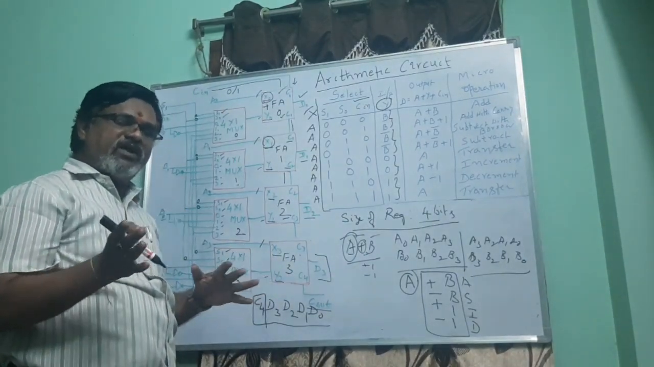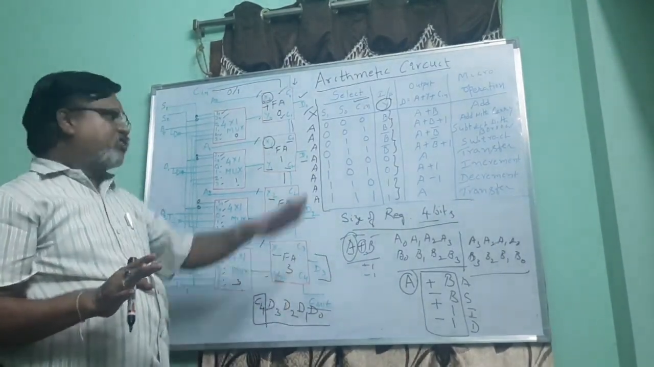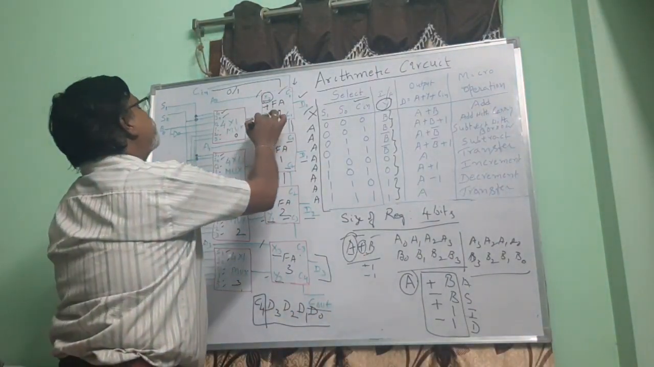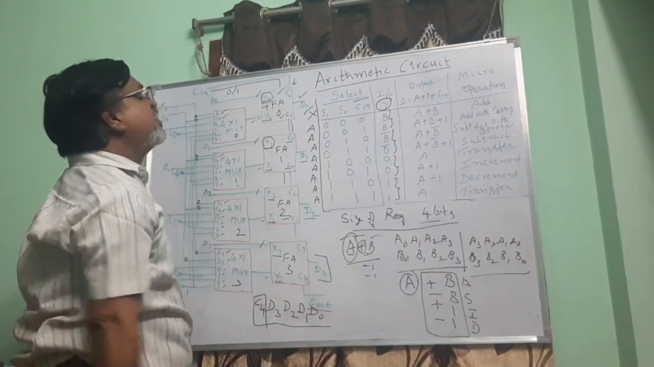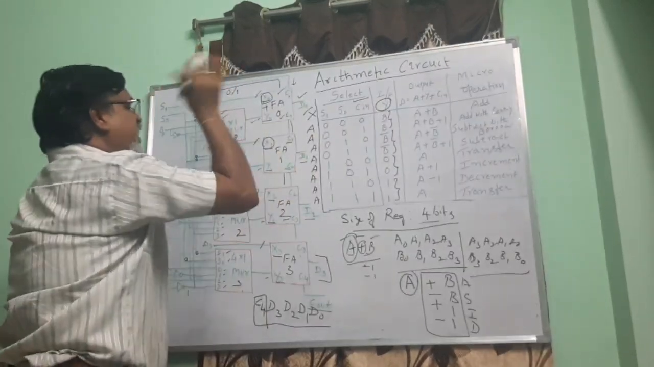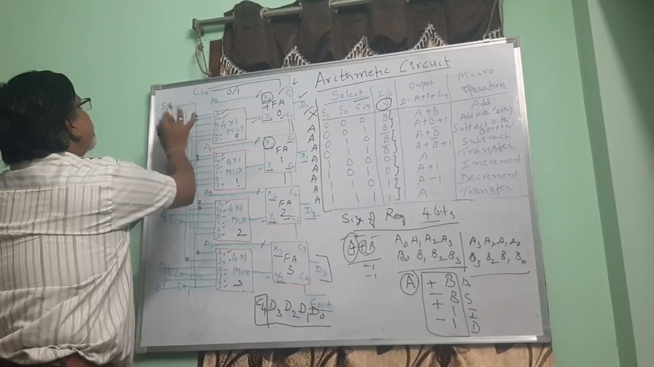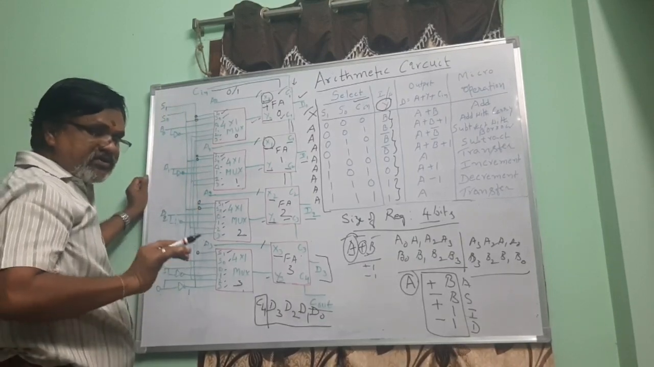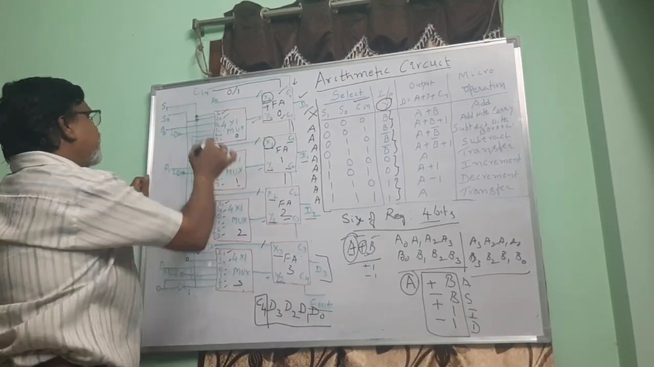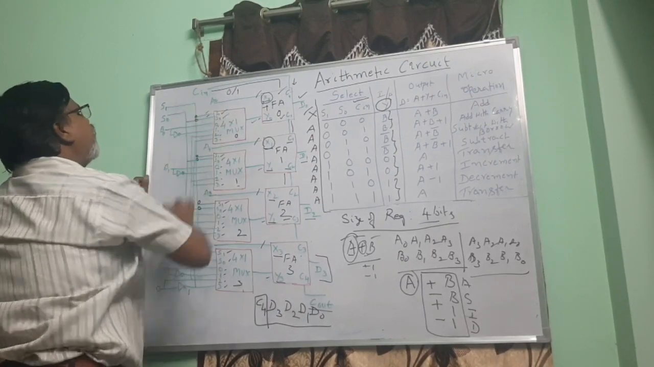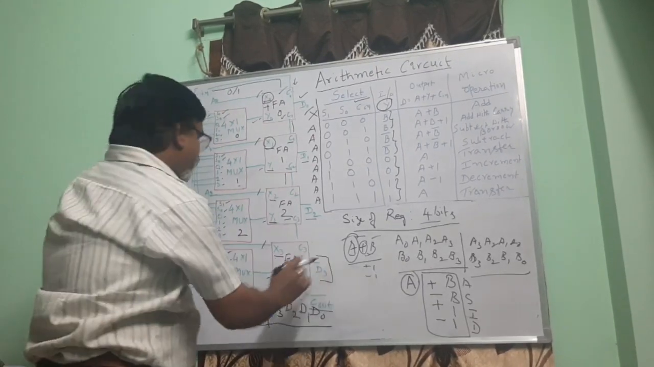It may be 0 or 1, depending upon the previous operation. So this is the final output. But how is this Y input going to change? So Y input must change. Like you see, initially, when S1 and S0 are 0, 0, you know the truth table.